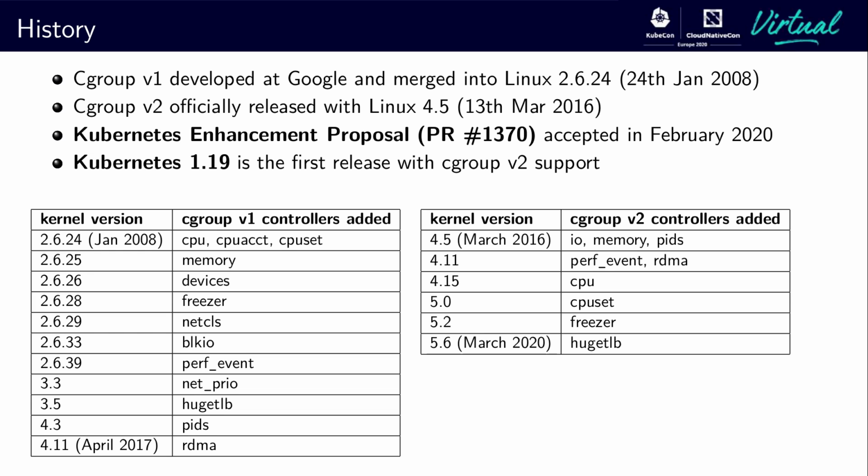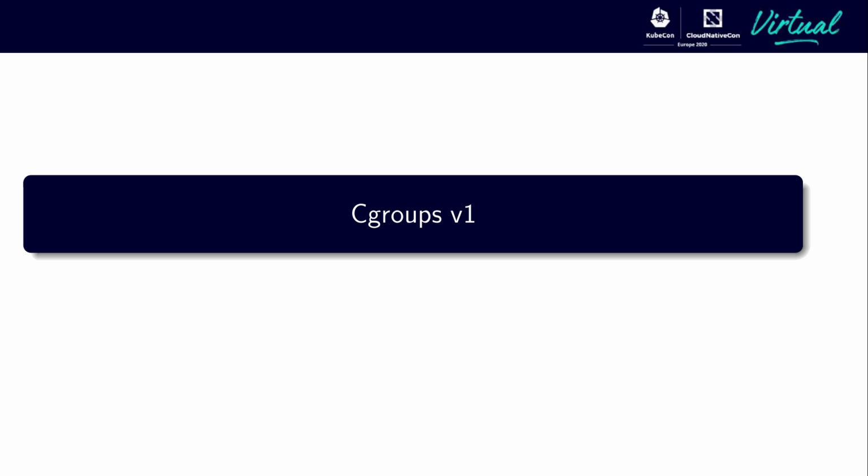Cgroups are not a monolithic feature. Controllers were added later, after the initial support. For example, RDMA was added to Cgroup v1 even after Cgroup v2 was already released. So let's start with Cgroup v1.